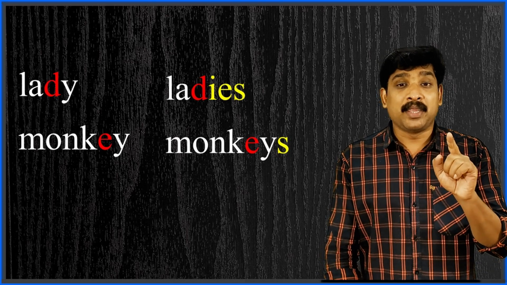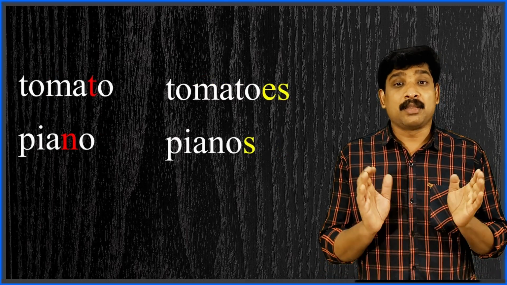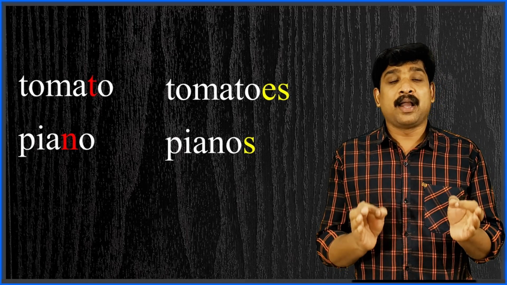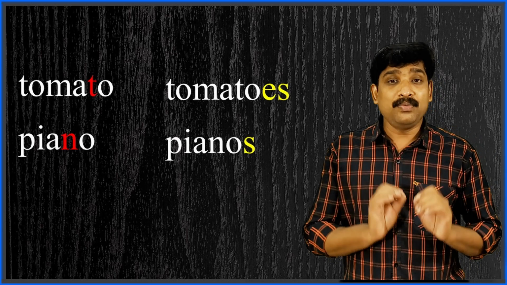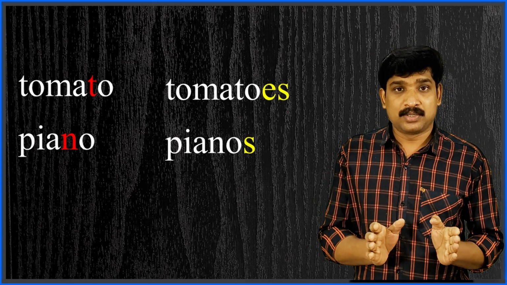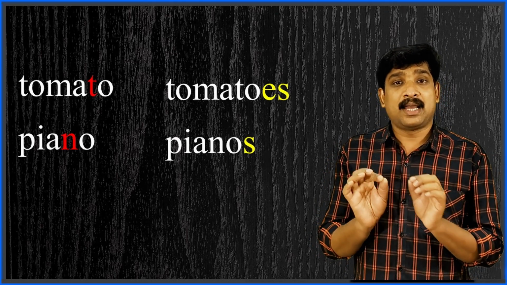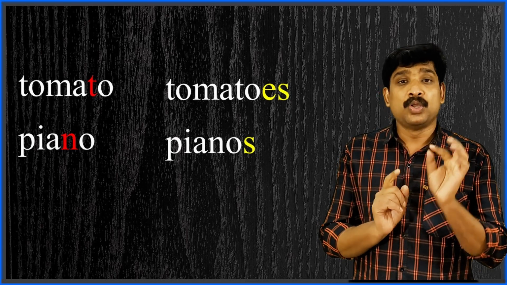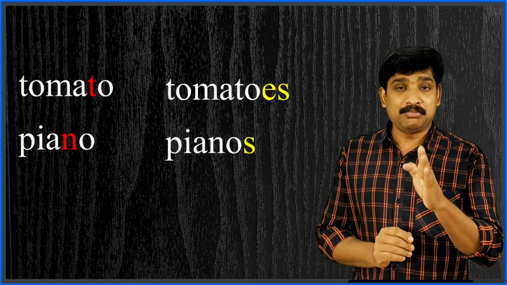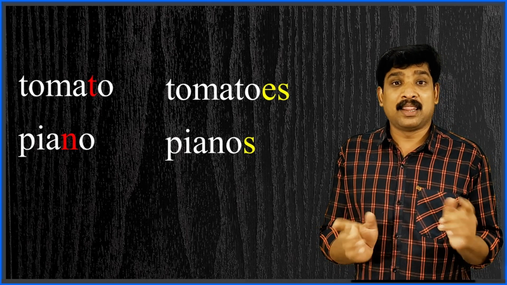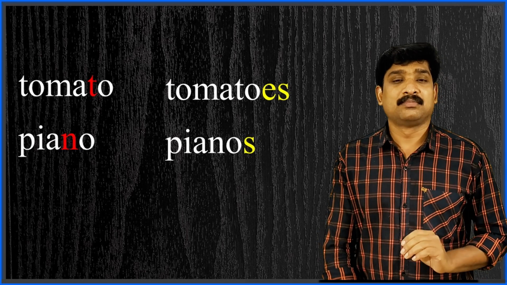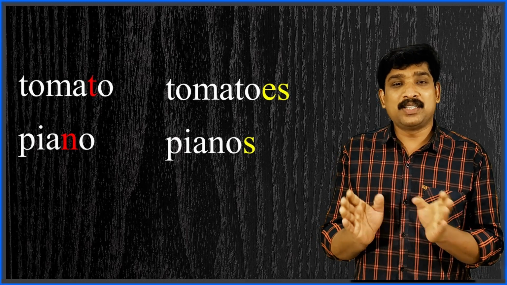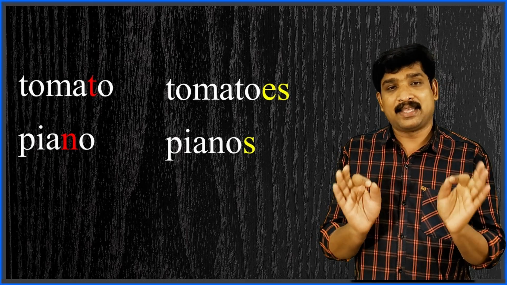Okay? Monkey becomes monkeys. Tomato becomes tomatoes. Piano becomes pianos. Again, 2 different rules. Now, tomato becomes tomatoes. You add ES and with most words ending in O, consonant O, you will add ES. But sometimes you will add only S like piano, pianos. There is no particular rule for this. You just need to know the words that only end with an S.